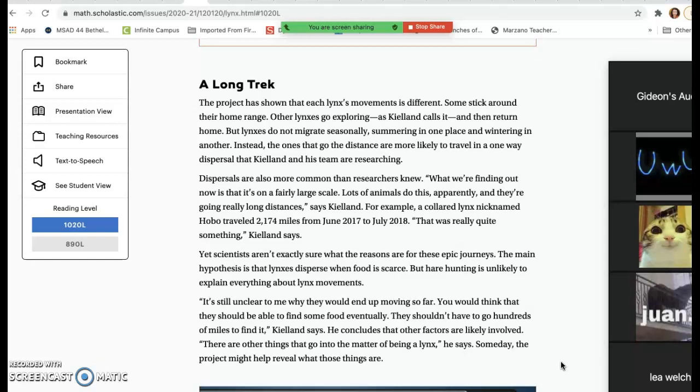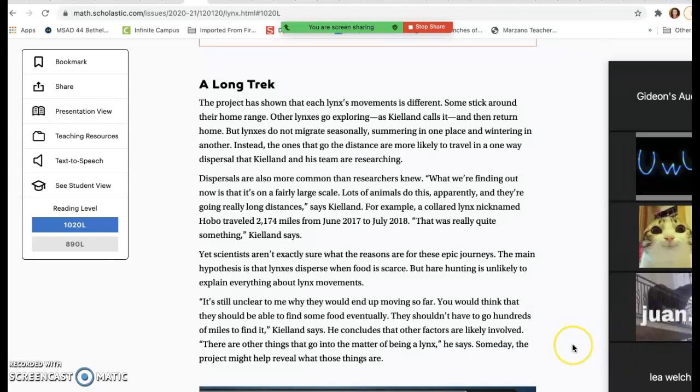That was really quite something, Keeland says. Yet scientists aren't exactly sure what the reasons are for these epic journeys. The main hypothesis is that lynx disperse when food is scarce, but hare hunting is unlikely to explain everything about lynx movements. It's still unclear to me why they would end up moving so far.